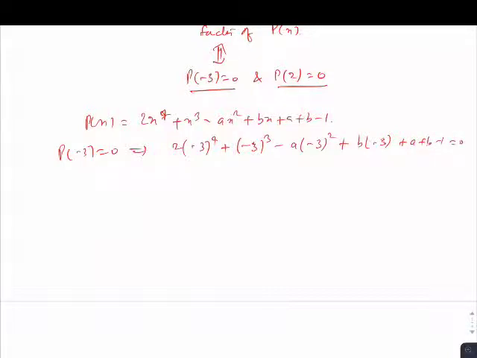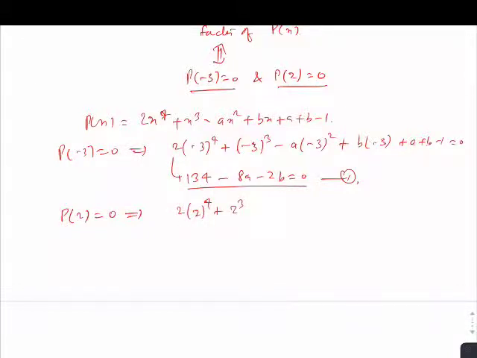So you get an equation here, which I've already calculated. Don't get surprised how come I got this equation. So this equation comes out to be this equation. This is equation 1. And then again we have p of 2 is also 0. So I'll substitute that, it will be 2 raised to 4 plus 2 cube minus 4a plus 2b plus a plus b minus 1. This is also equal to 0.